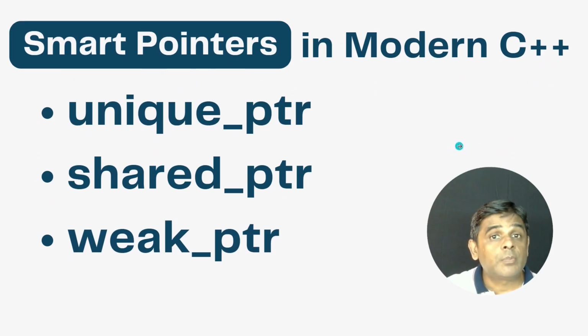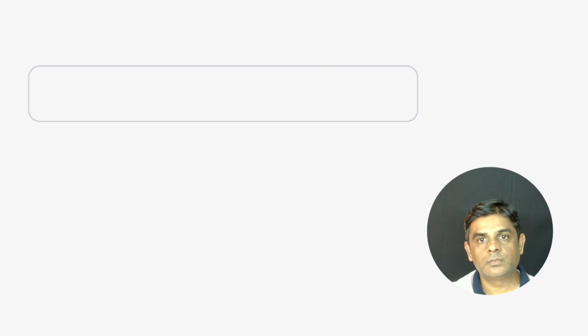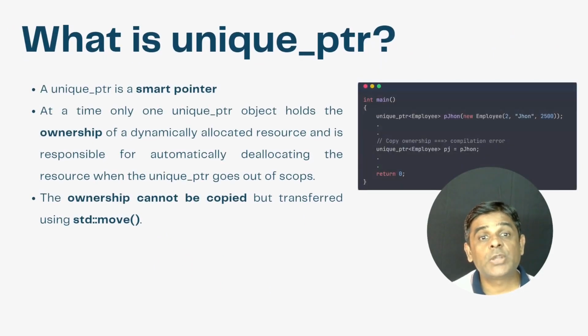There are three types of smart pointers. First is unique pointer, then shared pointer, and weak pointer. In this video we will learn about unique pointer. Now let's understand what a unique pointer is. Unique pointer is one of the smart pointers. The speciality about unique pointer is that at a time only one unique pointer object holds ownership of a dynamically allocated resource and is responsible for automatically deallocating the resource when the unique pointer goes out of scope.